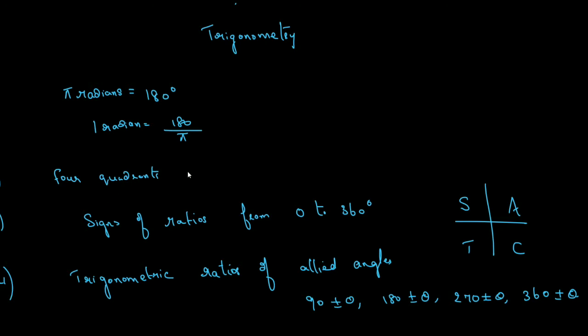That means you should know how to find the quadrant of the given angle. You should know in which quadrant this angle lies. Then you should know the signs of the trigonometric ratios from 0 to 360. The next one is trigonometric ratios of allied angles.